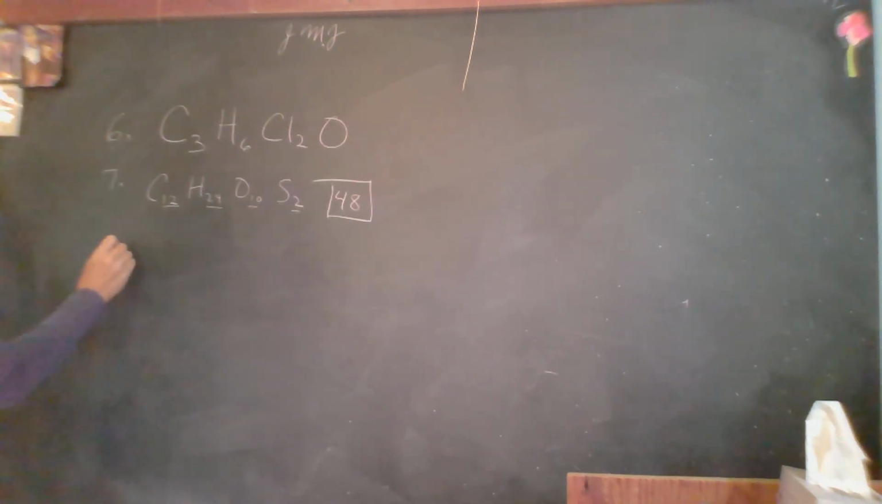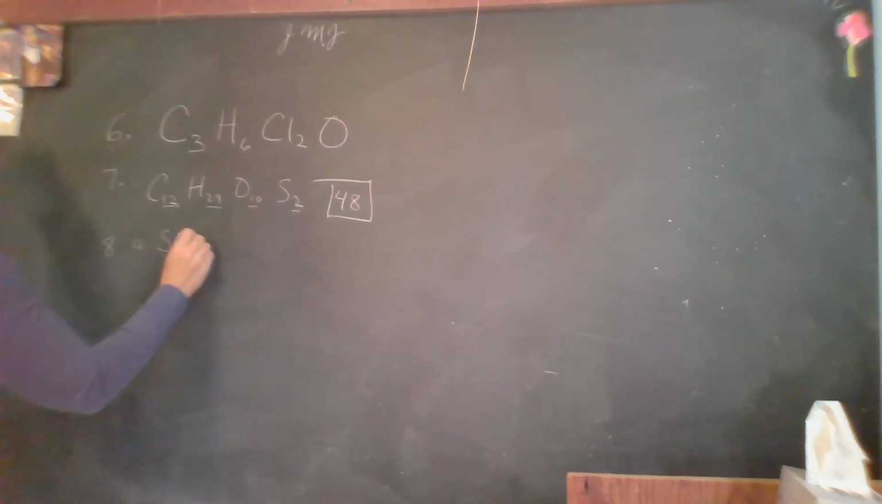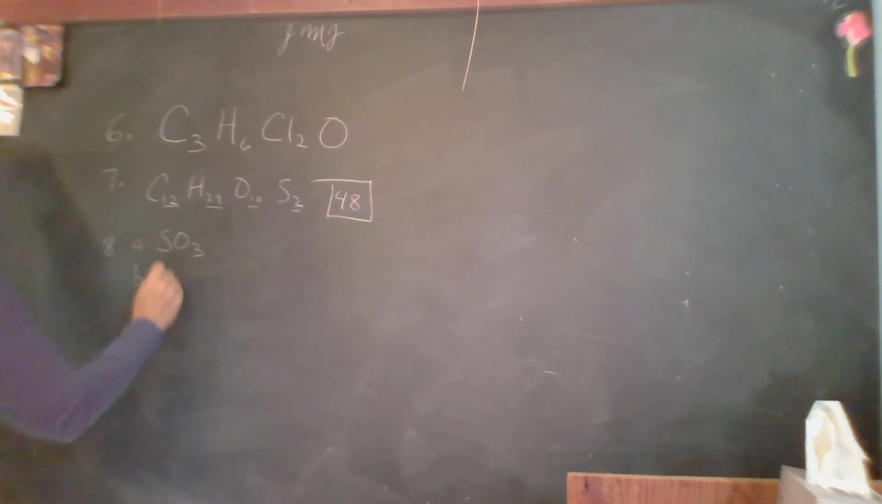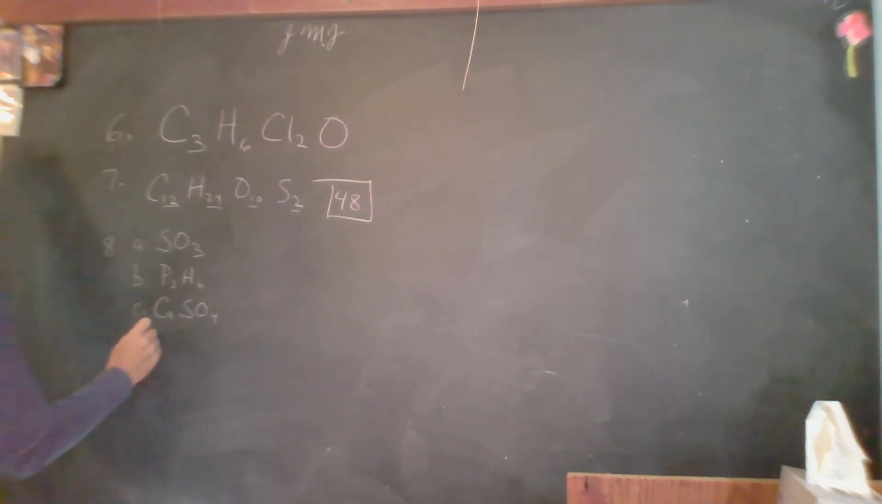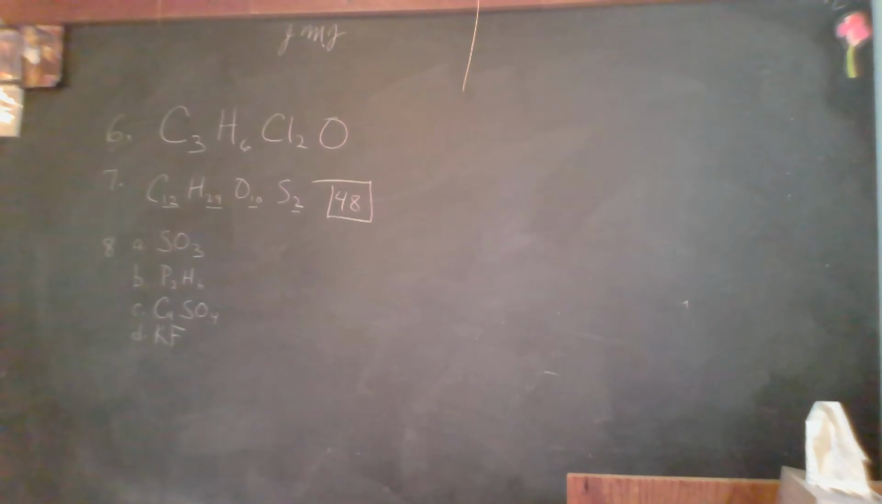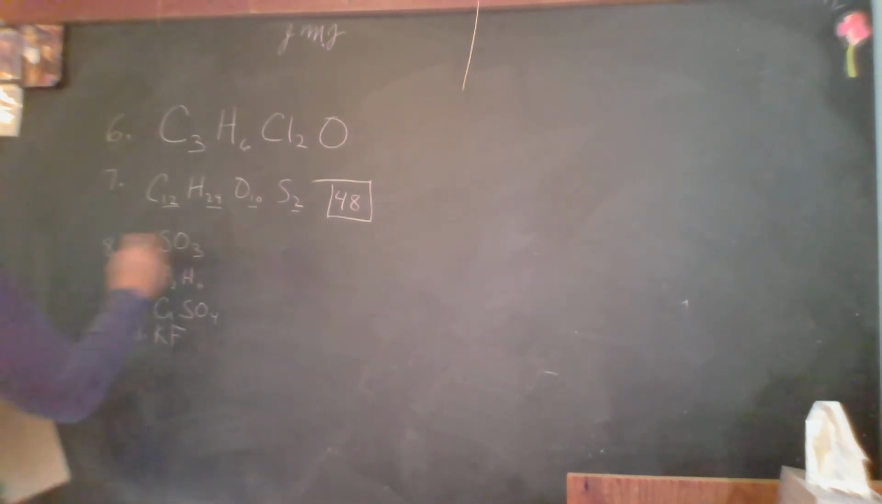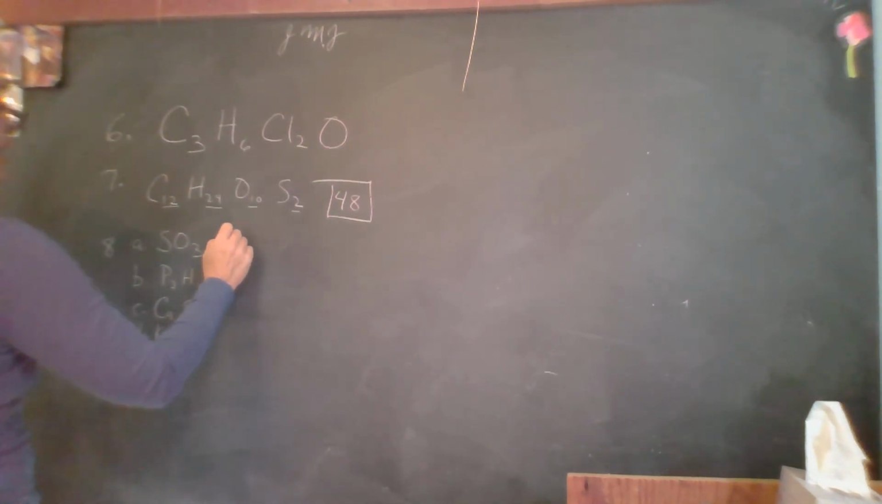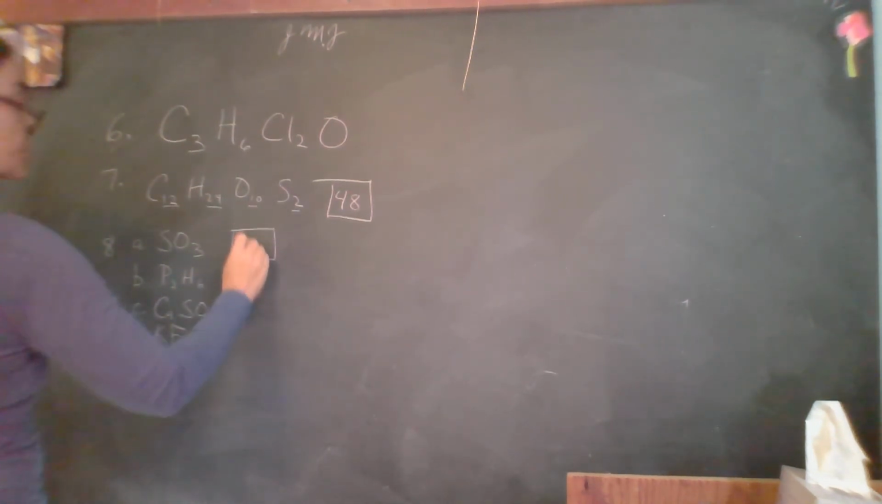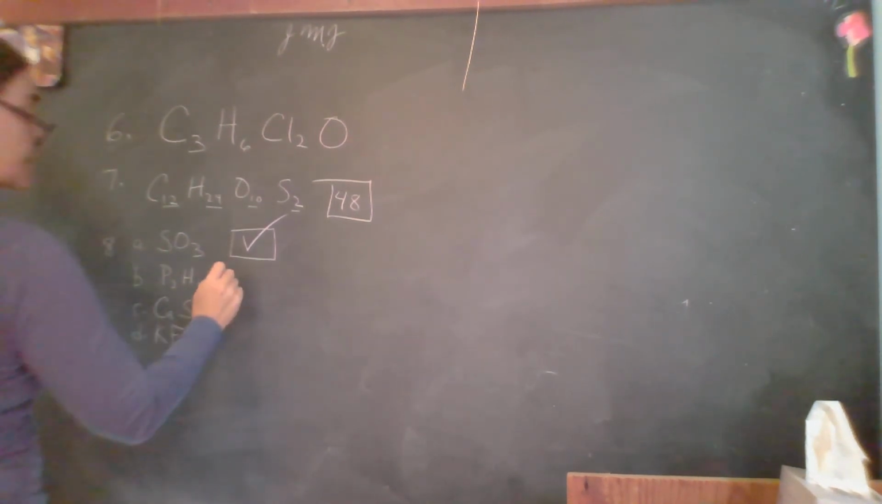Number 8. Which of the following molecules are covalent? A, SO3. B, P2H6. C, CaSO4. D, KF. Okay. So in order to decide if they're covalent or ionic, we need to know if they contain a metal. So SO3 is covalent. That's sulfur and oxygen. No metal. Yep, that's covalent.